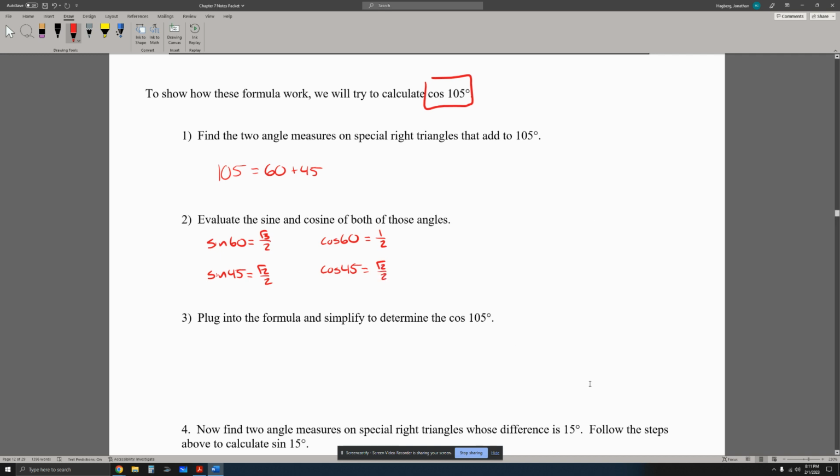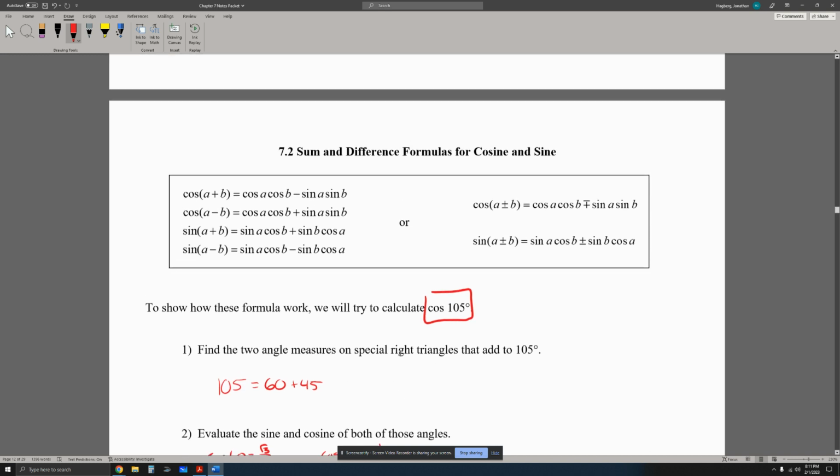Now we're going to use our sum and difference formulas to find the cosine of 105. I know that the cosine of 105 is equal to the cosine of 60 plus 45. All I'm doing here is separating that 105 into its sum, 60 and 45. Now looking at our sum and difference formulas, let's look at our cosine formulas. The sum formula for cosine is this first one here: cosine A, cosine B, minus sine A, sine B.